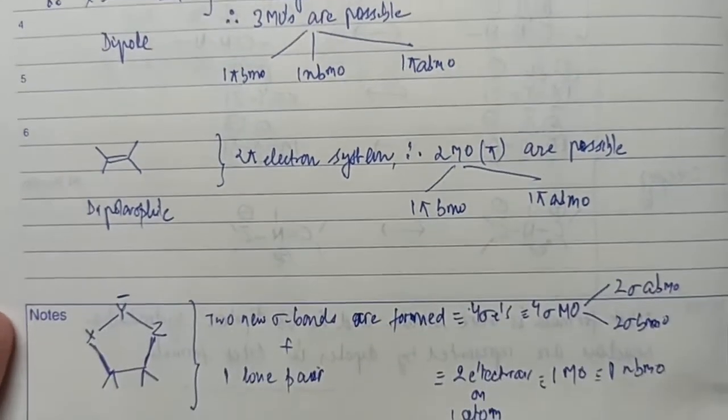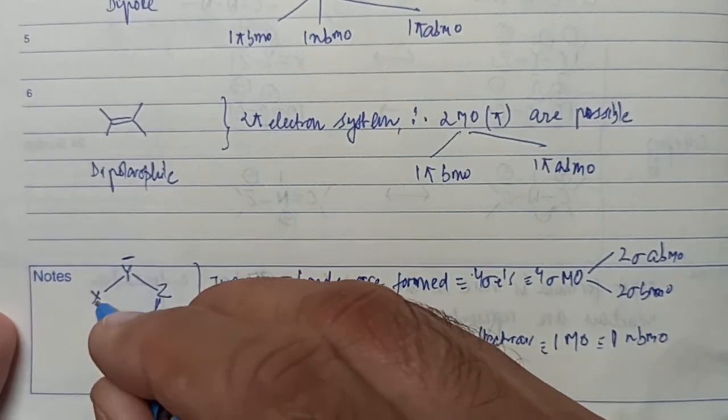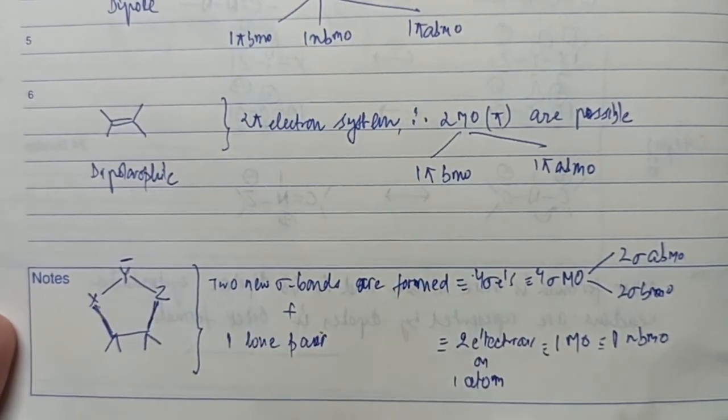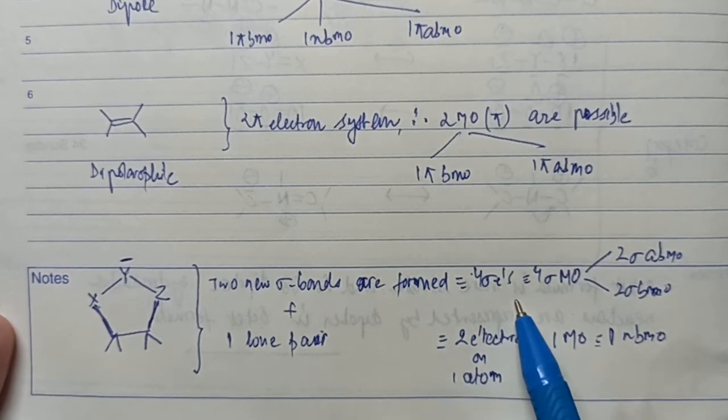If you look or talk about the products, in the case of products, as I've told you, there are 2 new bonds which are formed, these 2 sigma bonds, and 1 lone pair is formed. So in all, I have 2 new sigma bonds, and therefore 4 sigma electrons are involved in this reaction.